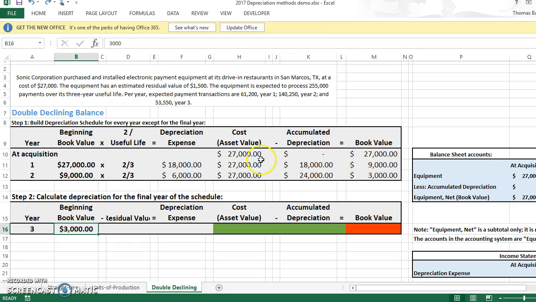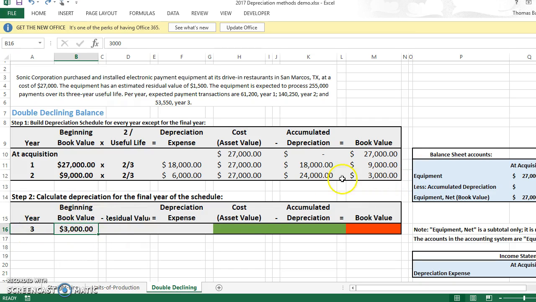So ordinarily you would continue this process for every year up until the final year of the schedule. So if it was a 5-year machine, you would keep just repeating the same process for 2 more years, right? Year 3 and year 4, and then you would do year 5 separately. Since this is a 3-year machine, we're going to do the final year in the schedule this way, and you do this every time.